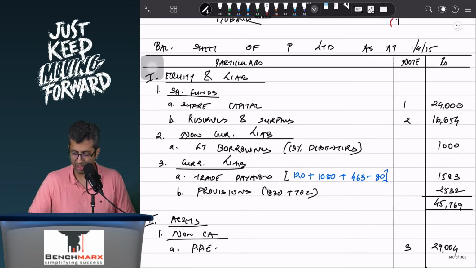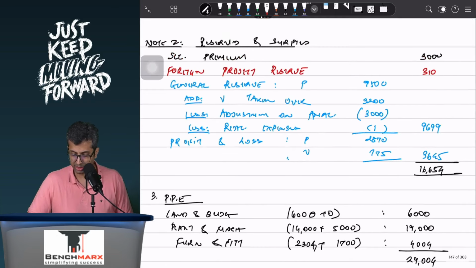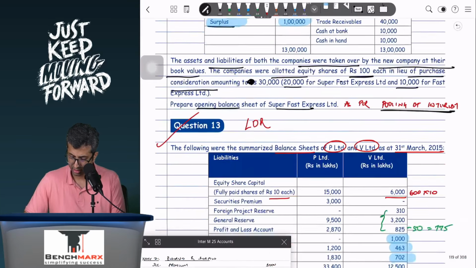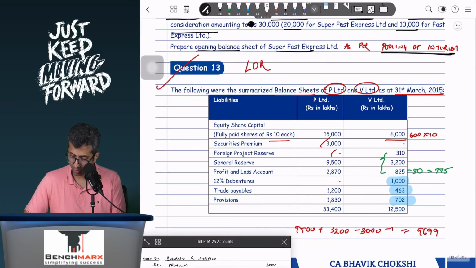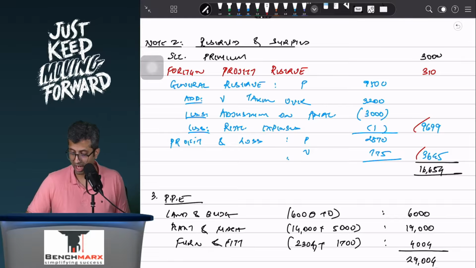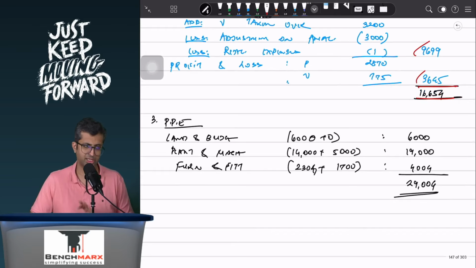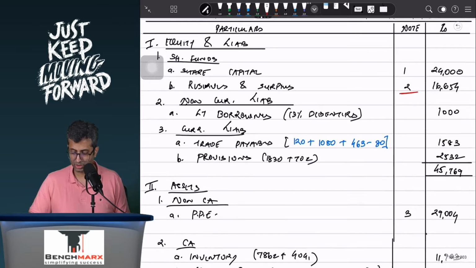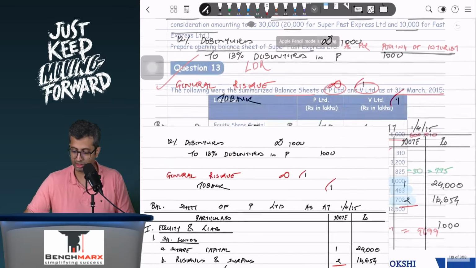Now while preparing the balance sheet, the problem will be in reserves. When I look at reserves, you will have the securities premium, let us say as it is. Then foreign project reserve will be at 310, general reserve will be 9,699, and P&L will be 2,870 plus 775, 3,645. And that will give you the reserves. Everything else is a direct line by line addition. Is everyone clear with this? Yes, okay. So this kind of takes care of question number 13 as well.